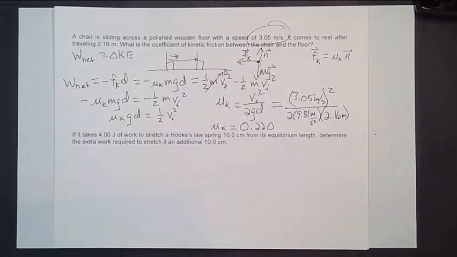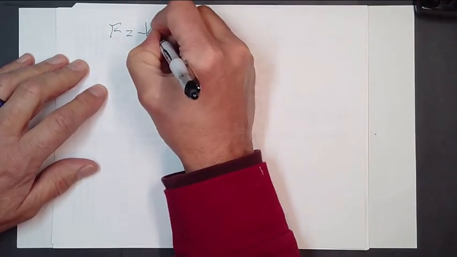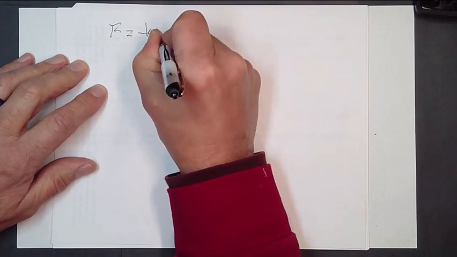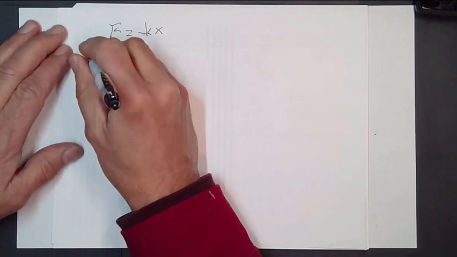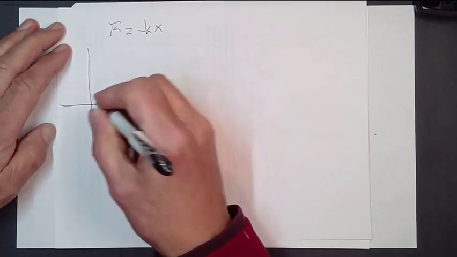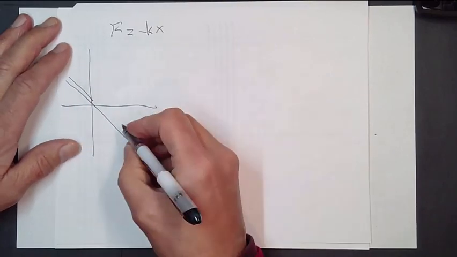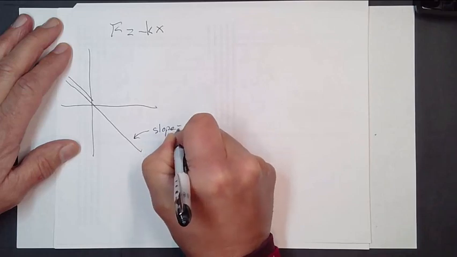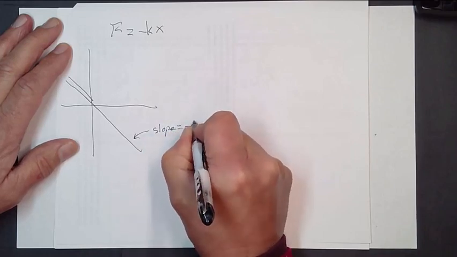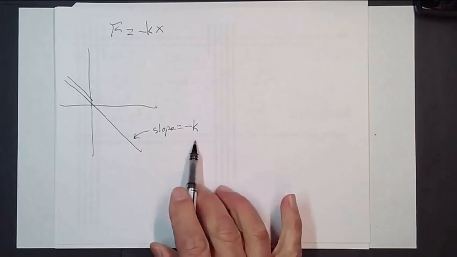Just going to do a quick review of Hooke's law here. That's when you have a spring or something that exerts a force that looks like minus kx, and if you graph that, you get a straight line that goes through the origin, and the slope is equal to minus k in this case. K is the spring constant.